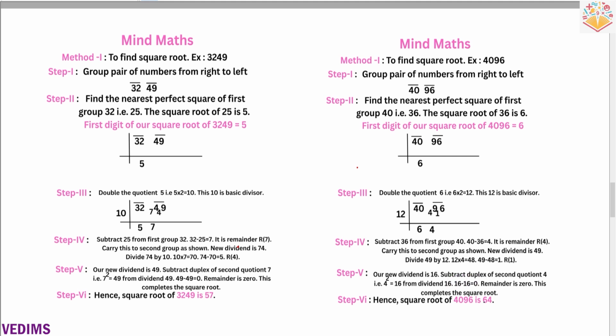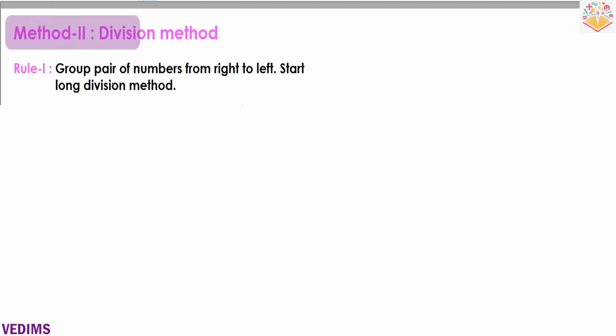Remainder is 0. This completes the square root. Hence the square root of 4096 is 64. Now let us learn the second method. It is a division method.